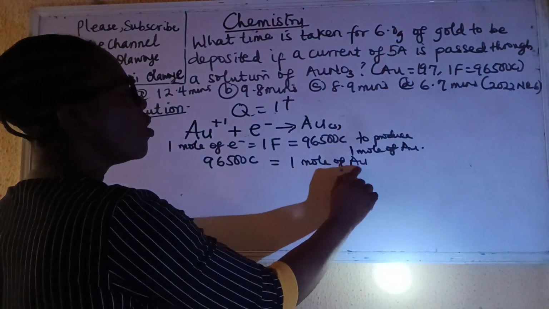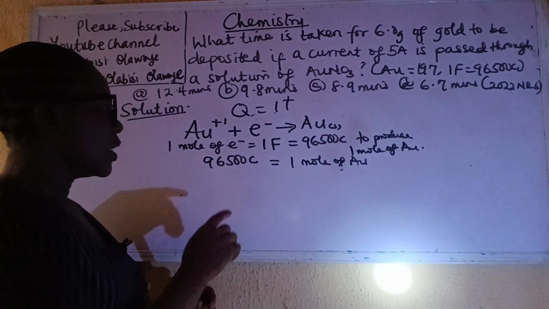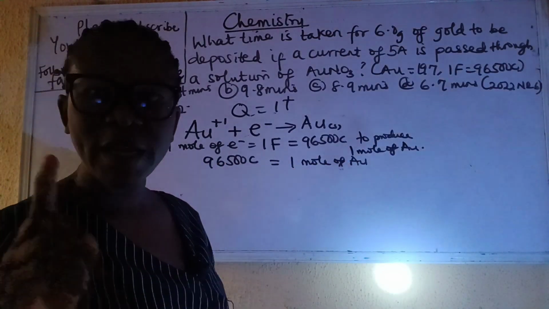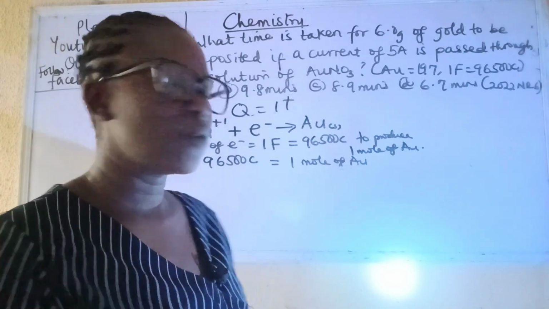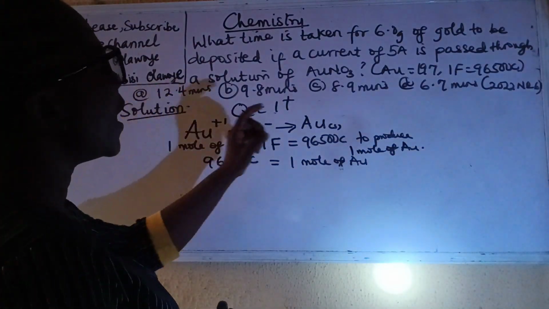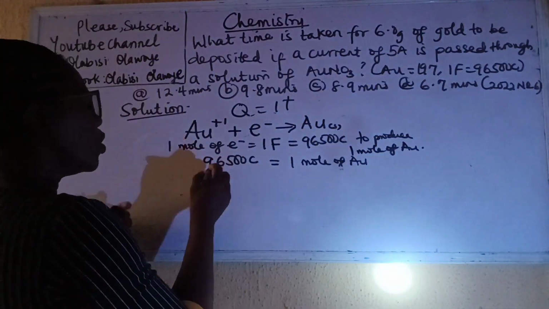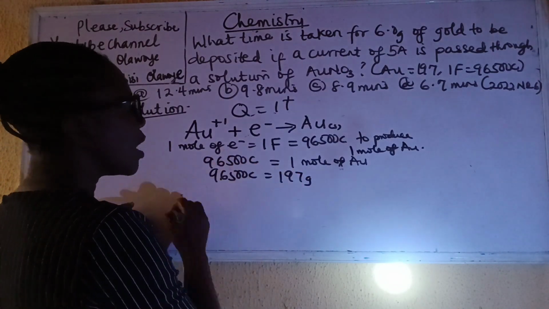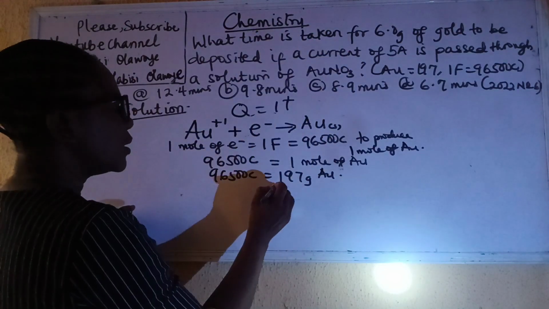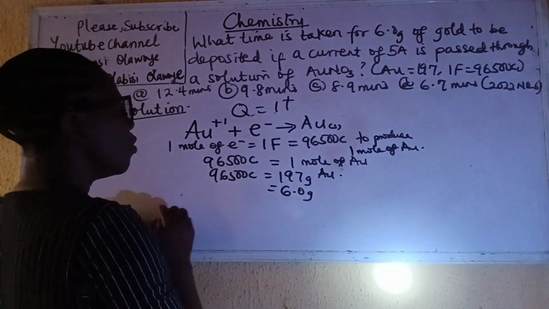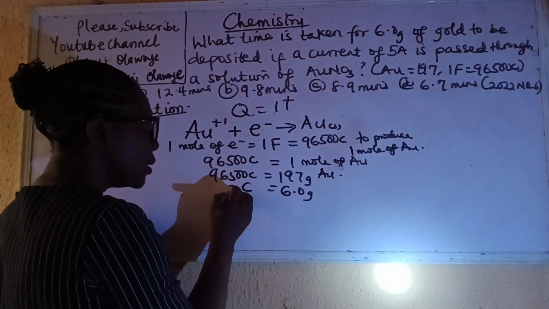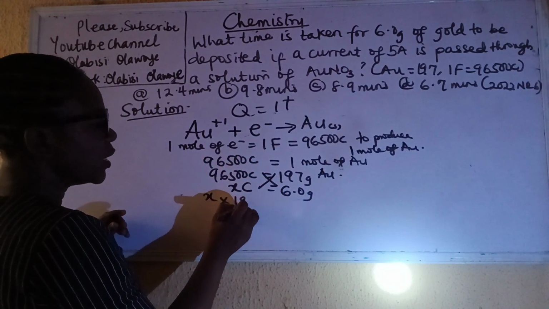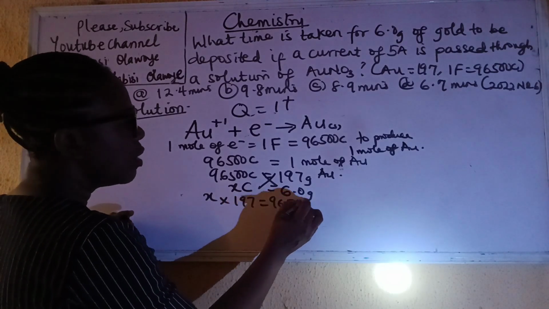This is the first line. We got this first line from the half reaction. That is, 1 mole of electron is required to produce 1 mole of gold. 1 mole of an element is equal to the atomic mass or mass number. And the atomic mass of gold here has been given as 197 grams. So it means that 96,500 coulombs produces 197 grams of gold. So 6 grams of gold will require what quantity of electricity? So here we have X multiplied by 197 equals 96,500 multiplied by 6.